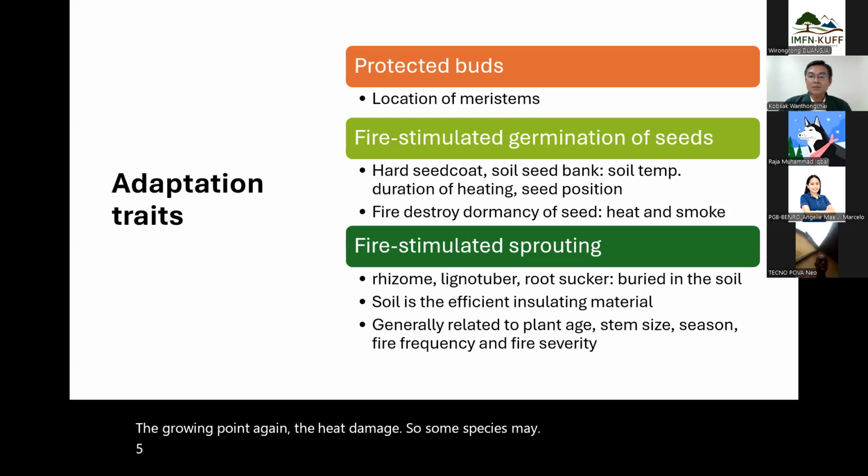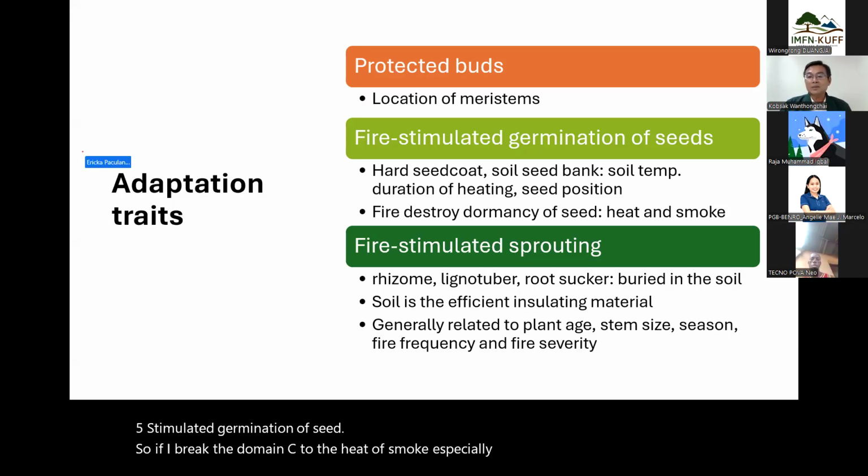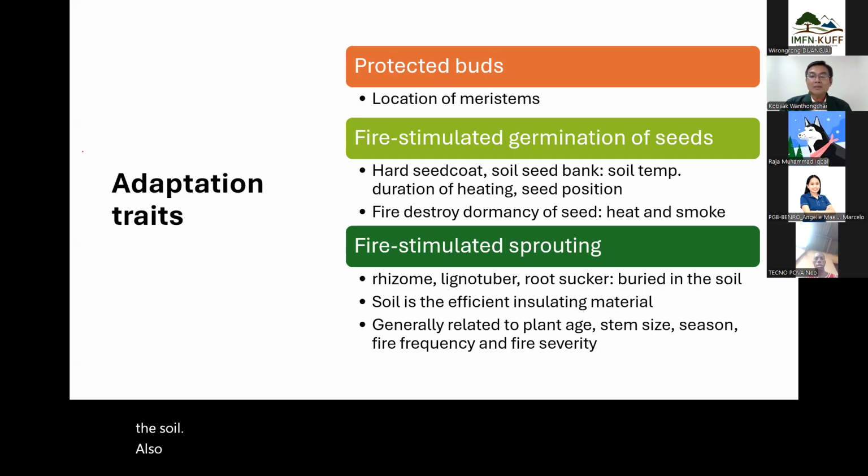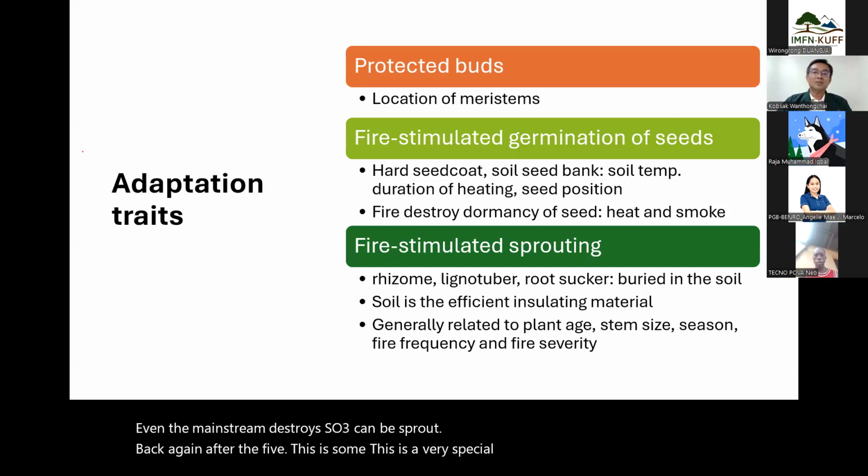Some species may rely on fire-stimulated germination of seed. Fire breaks the seed dormancy through heat or smoke, especially in species with a hard seed coat or seed buried in the soil. Also, some species show fire-stimulated sprouting. That means after the fire, even if the main stem is destroyed, the tree can resprout again. This is a very special characteristic of trees that can survive in the fire environment.